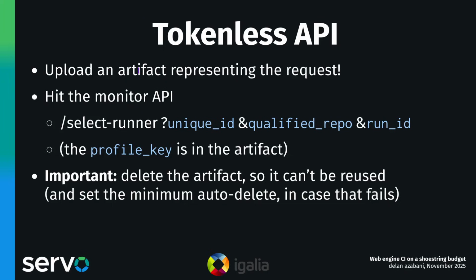The only entity who can publish the artifact is the workflow itself. All we have to be careful to do is to delete the artifact after we reserve the runner so that it can't be replayed by a malicious client. And in the event that deleting the artifact fails, we can also set the minimum auto-delete period of, I think at the moment it's 24 hours, just in case that fails.